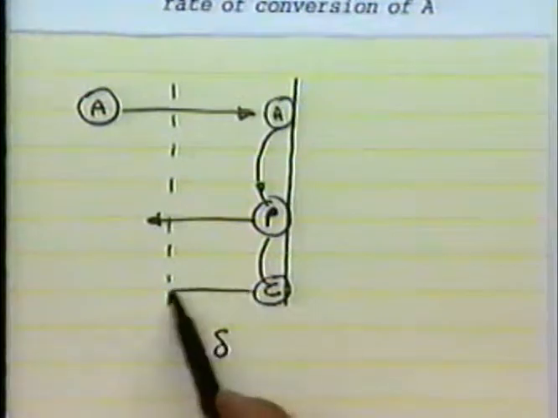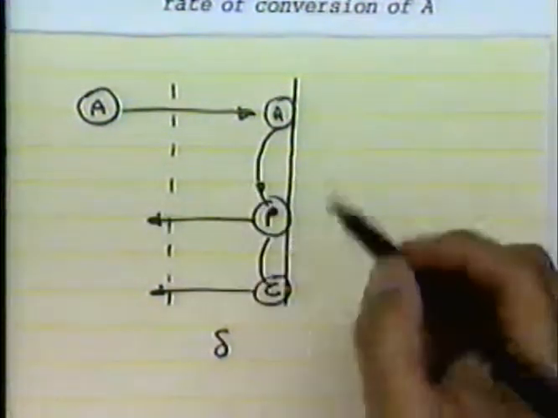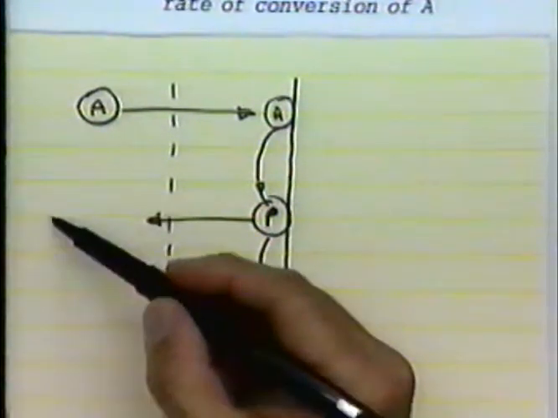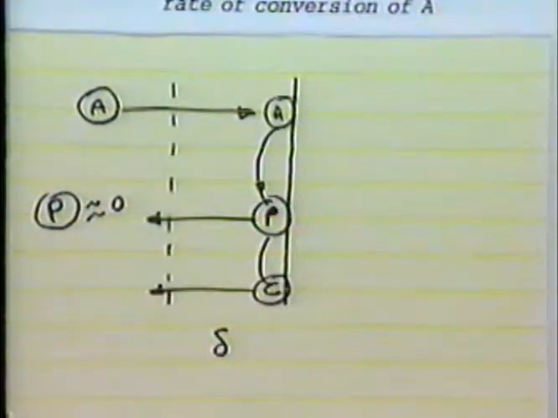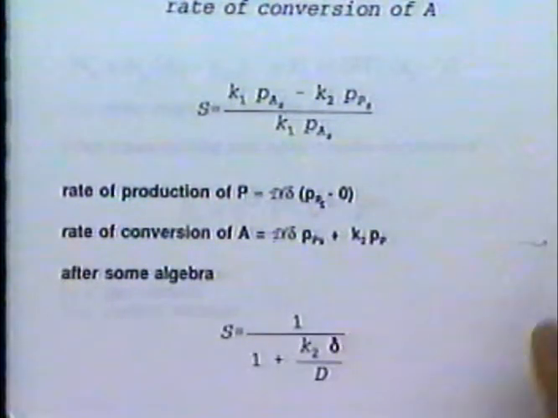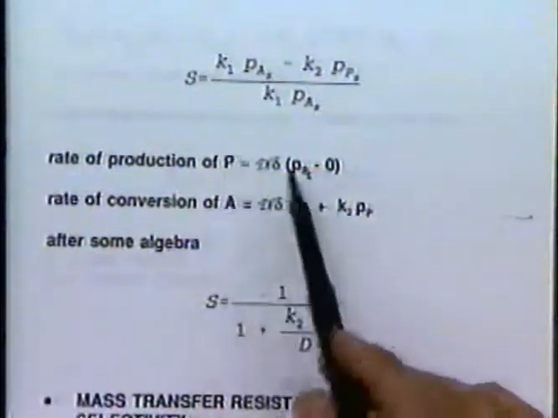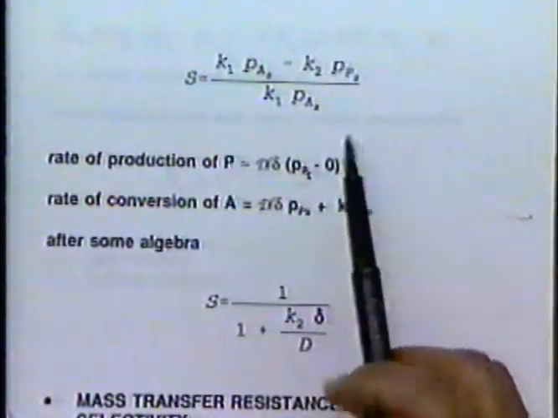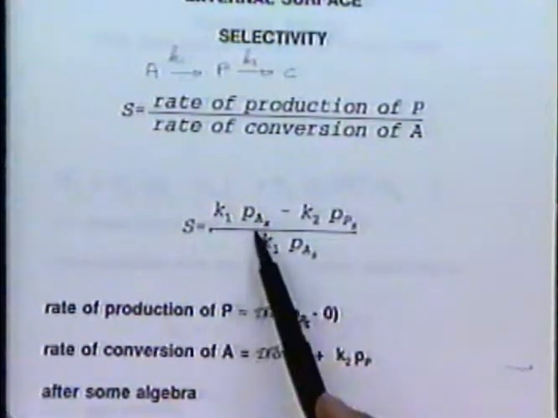And this product C in turn will desorb to the main gas flow. For simplicity, we will assume that the concentration of P here is very small, close to 0. And we can write then for the rate of production of P. Well, let's go back to the selectivity. The selectivity will be k1 PAS.